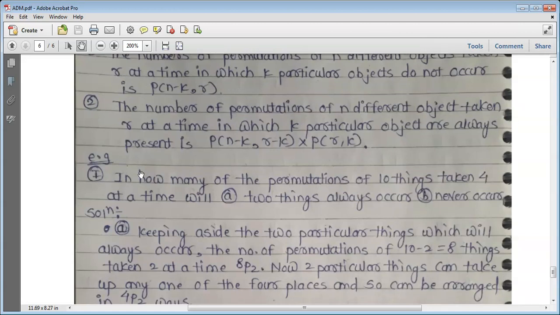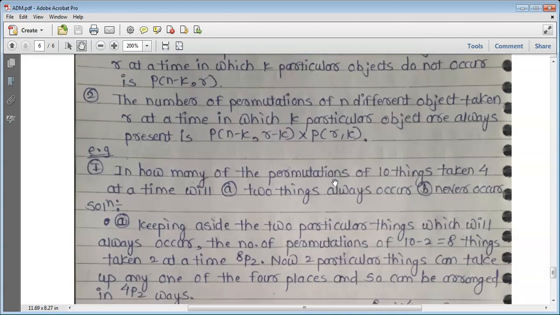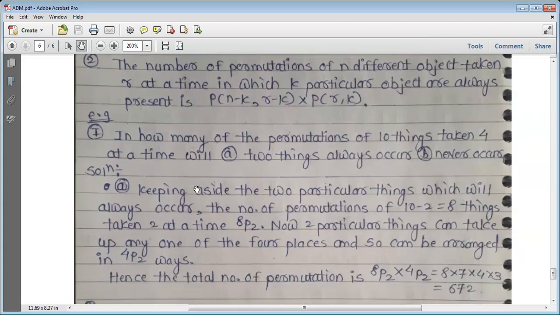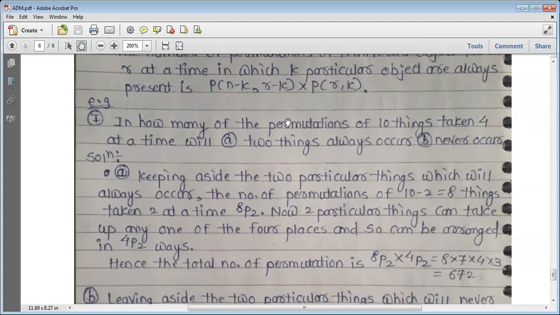Now we have to see an example depending on these two points. In how many ways can we permute 10 things taken 4 at a time, where we check for 2 things always occurring and 2 things never occurring. First, the 2 things always occur. Keeping aside the 2 particular things which will always occur, that is the number of permutations of 10 minus 2, which is 8 things, taken 2 at a time, that is 8P2.